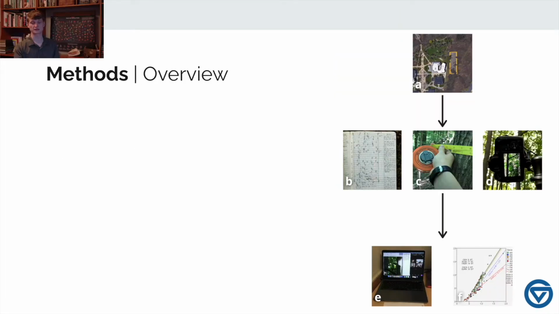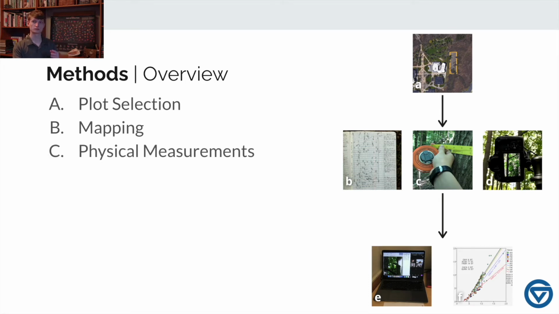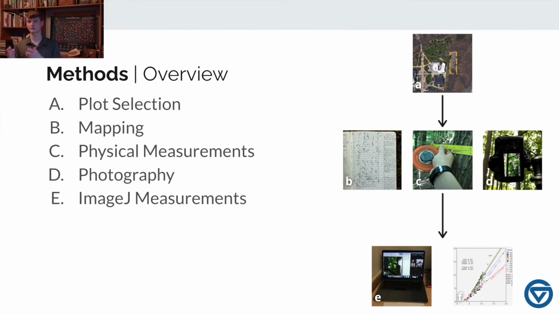So what I specifically did, a little bit of an overview, is first I selected a plot in the Grand Valley Ravines, and then I mapped that plot out. I took some physical measurements of trees, took pictures of those trees, then took those photos and put them into a program called ImageJ, where I could take the measurements from the photos, the mothers and the daughters, and then was just our data analysis.